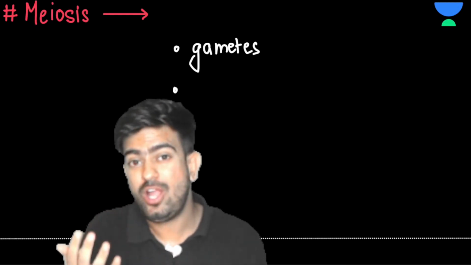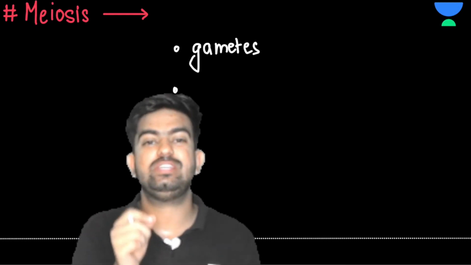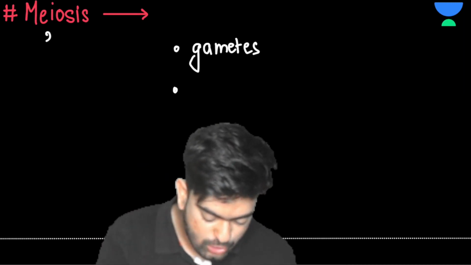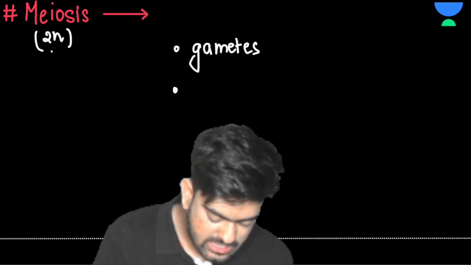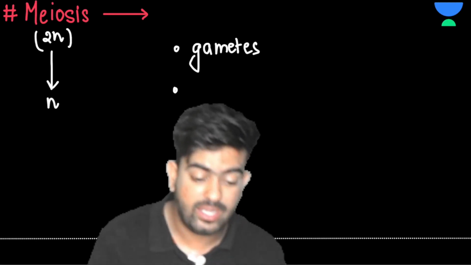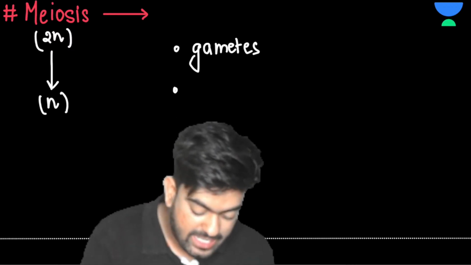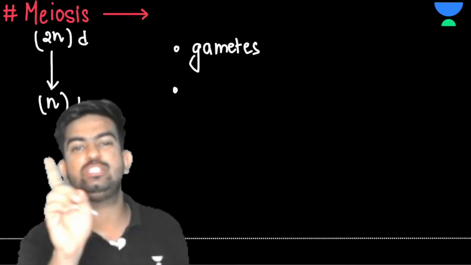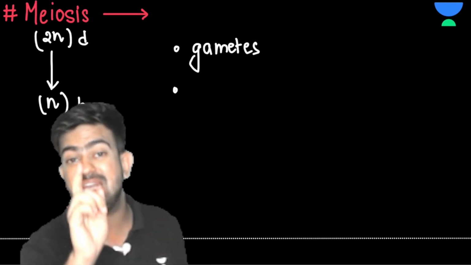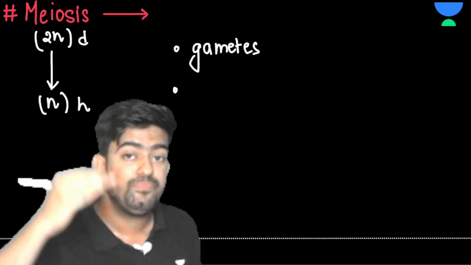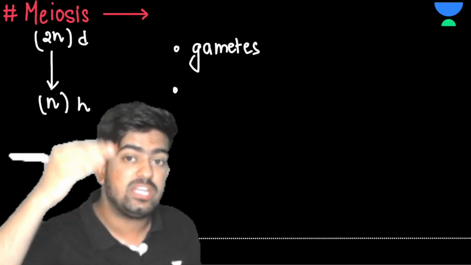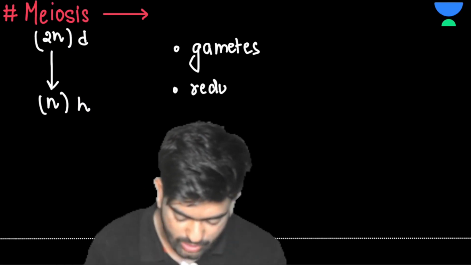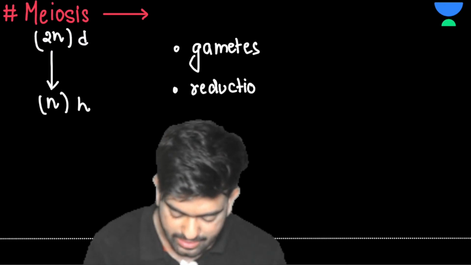Equational division? No, meiosis is not an equational division. Why, sir? Because if you have a 2n cell, this 2n cell is going to get converted into n. That means a diploid cell is getting converted into a haploid cell. That means this is not an equational division like mitosis. In this, the ploidy is decreasing. That means it is a reductional division.